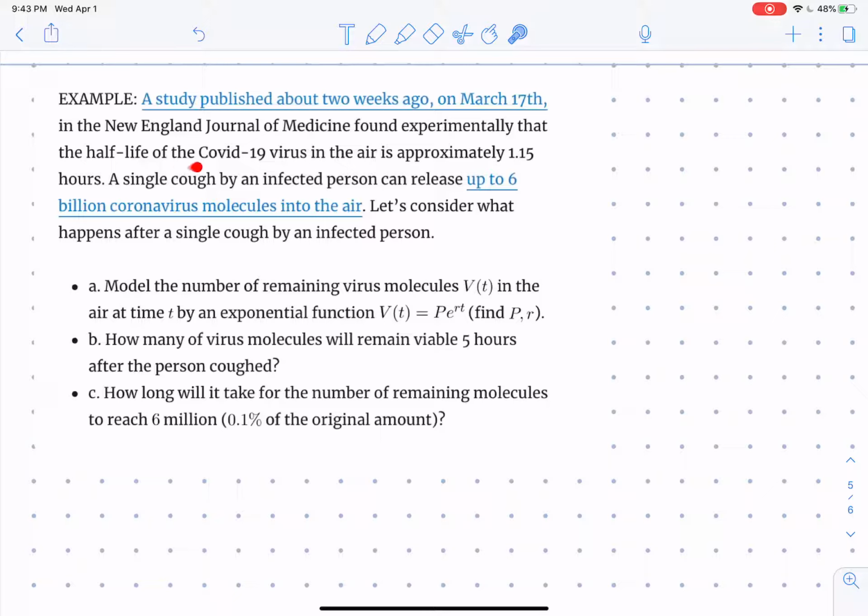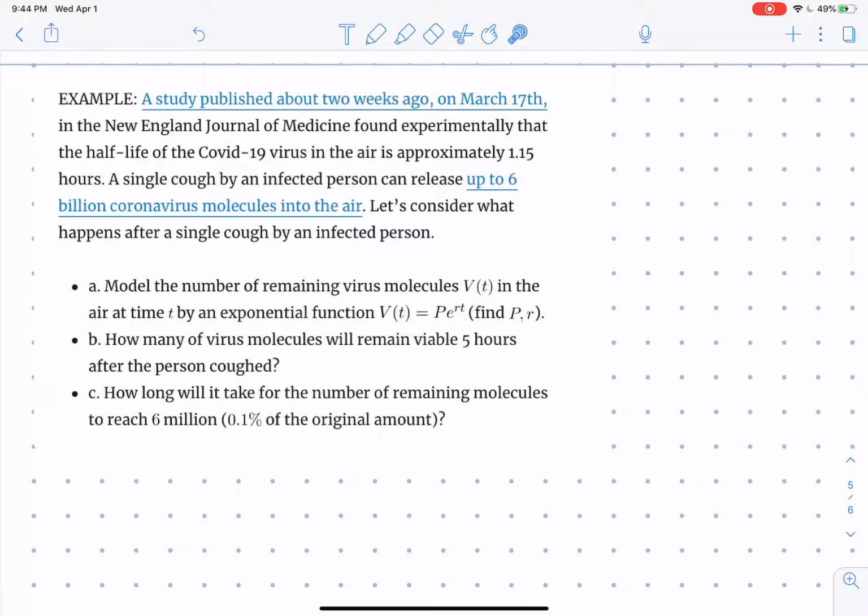It means that if you have a sample of COVID-19 virus, then if you wait 1.15 hours, so a little over 1 hour, then the number of virus molecules that will have survived is cut in half. And if you wait another 1.15 hours, the number will be cut in half again, and then cut in half again, etc.